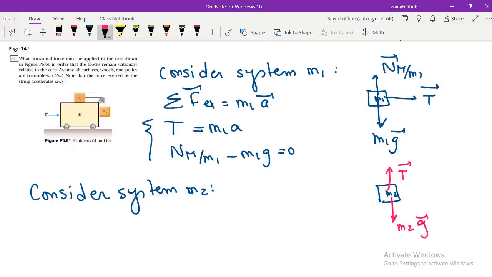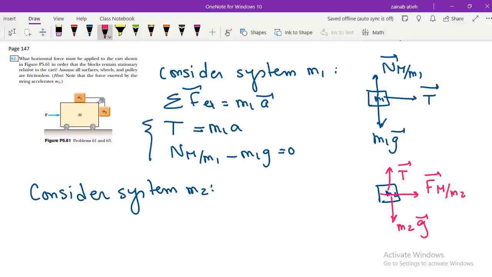Also M2 is in contact with M, so there's a force of contact between M and M2. I will call it F. You can call it whatever you like, but I'll call it F. Okay, force exerted by big M on M2. These are the forces acting on M2.